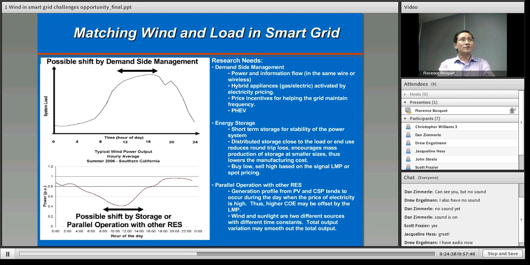Another thing is how to match wind and load in smart grid scenario. We know the demand side management in smart grid can shift the load peak away from the peak time, and also in the future we can also control plug-in hybrid vehicles charging, discharging to further shift the peak demand.